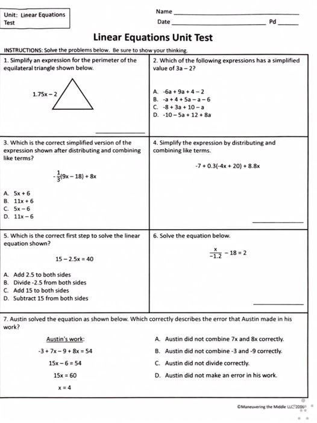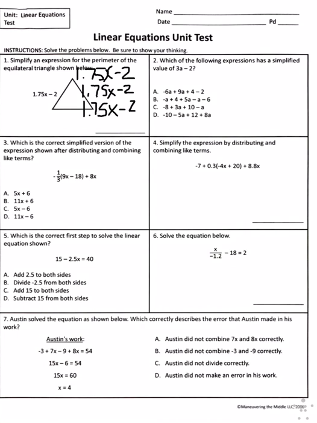Number 1, simplify an expression for the perimeter of an equilateral triangle shown below. To find the perimeter, you have to add all the sides. So we're going to add 1.75x minus 2, and we're going to do that, excuse me, 3 times, because there are 3 sides to a triangle. 1.75x minus 2, 3 times.